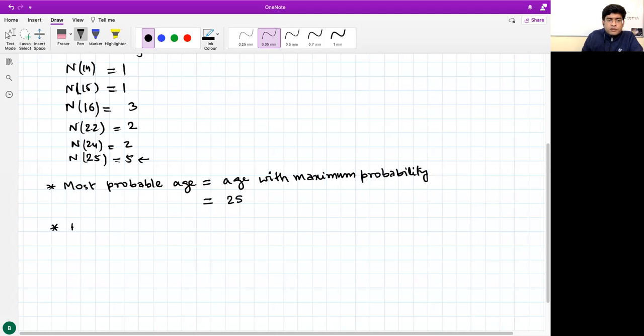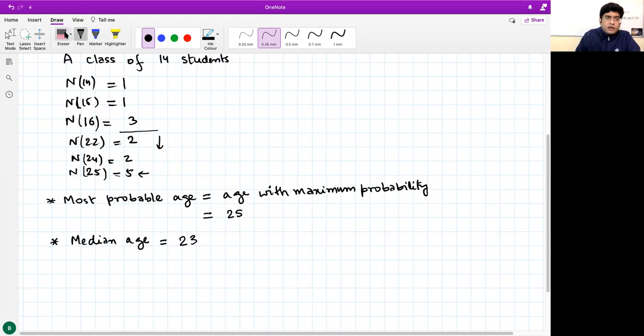Now what is the median age? Median age is the value where the probability of having a higher age and the probability of having a lower age than that are equal. In this case the answer is 23. If you look at it, 23 will come in between this. So above 23, how many are there? This is 4, 9.